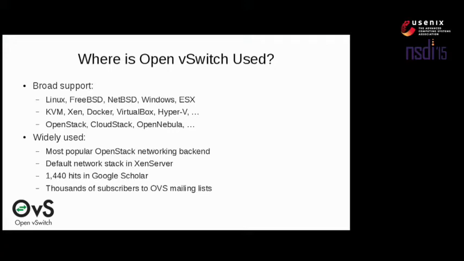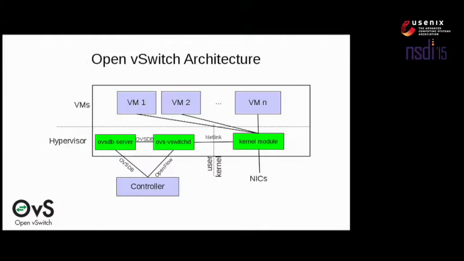It also has been pretty popular in research for the last couple of years. If you type Open vSwitch into Google Scholar, then you can find well over 1,000 citations for it. And our mailing lists, the developer and discussion lists, have over 1,000 subscribers. So let me start out by telling you a little bit about how Open vSwitch is structured.